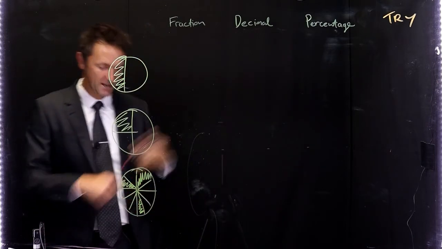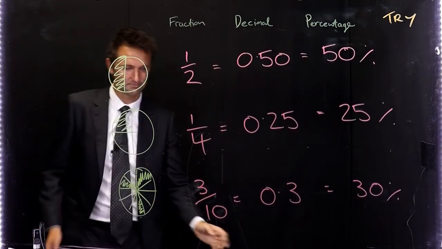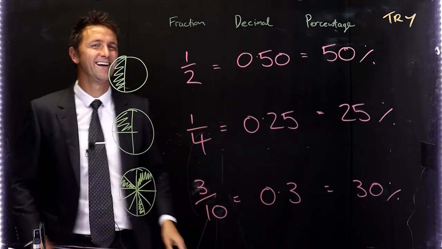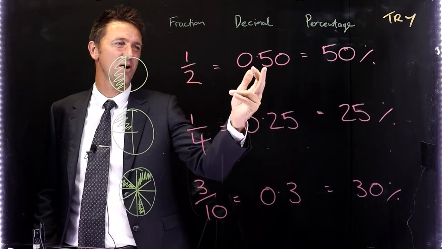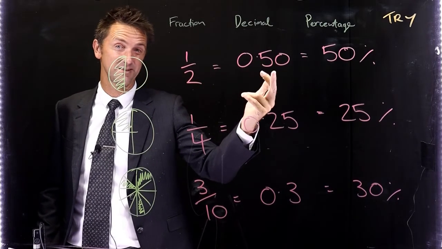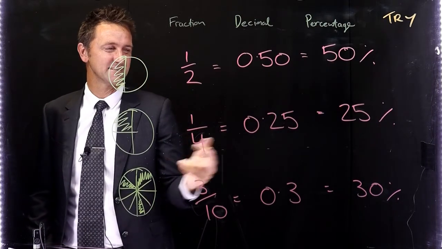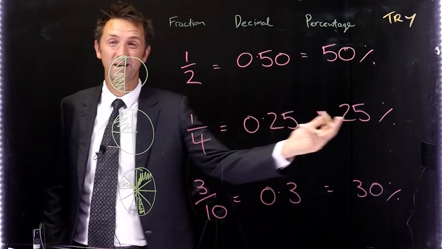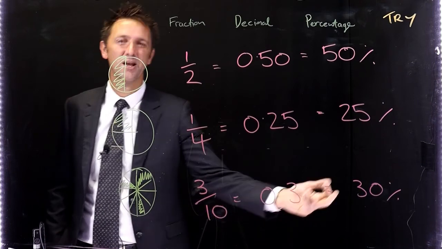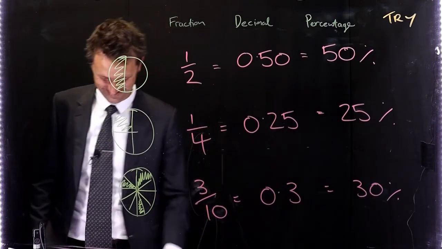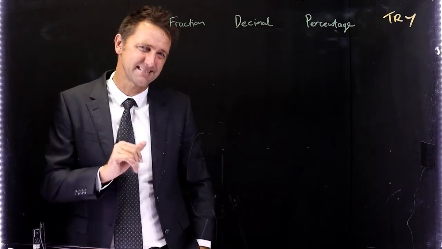Okay, I hope you paused me, and I hope this is the answer that you got. I'll read that out for you. 1/2 equals 0.5, or 0.50, same thing, which equals 50%. 1/4 equals 0.25, which equals 25%. And 3/10 equals 0.3, which equals 30%. I wonder how you went. Now, obviously there's plenty more, but I've just given you a sample here today.